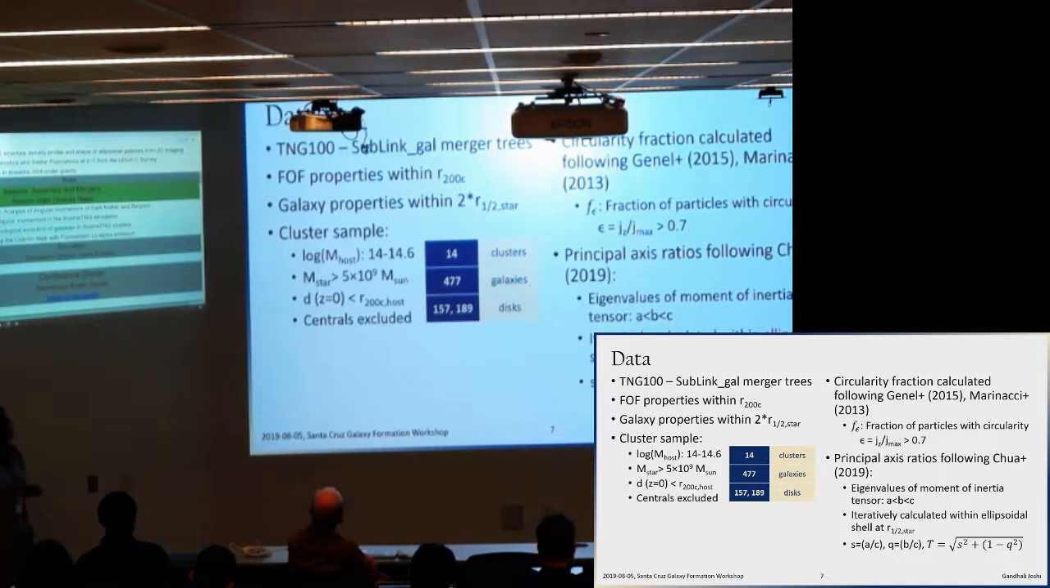So this is the data set we're working with, the TNG100 simulation. I'm looking at galaxies that are within the virial radius of clusters of 10^14 and above. And we're looking at stellar masses of 5 times 10^9 and above. And I use 2 different morphological indicators. The first is the circularity fraction following Genel et al., which is basically the mass fraction of stellar particles above a given circularity, which means that they form part of the disk. And secondly, the 3D principal axis ratios calculated in a shell at the half mass radius. And I'm only going to be focusing on galaxies that were disks at the time of accretion.